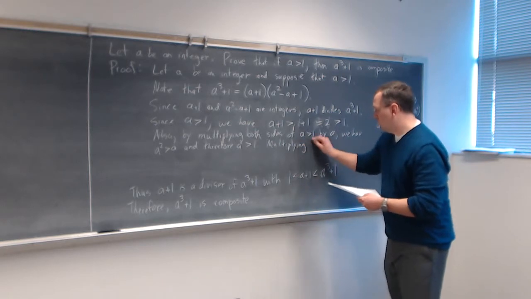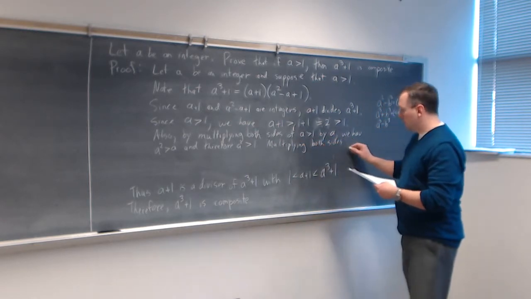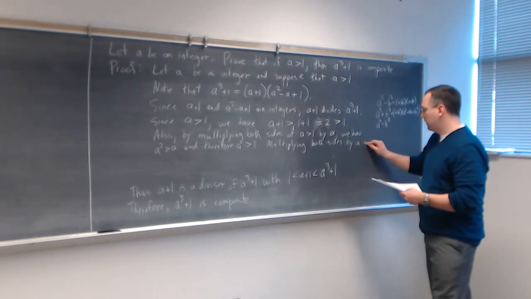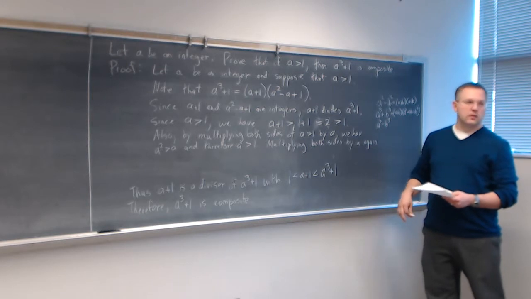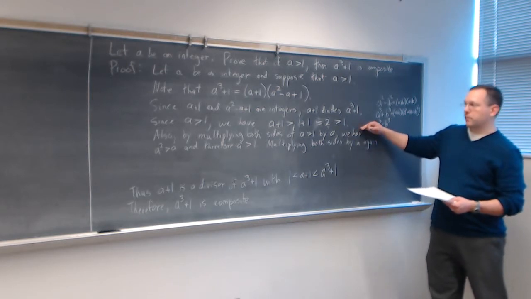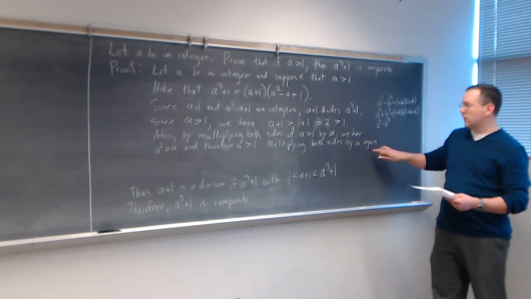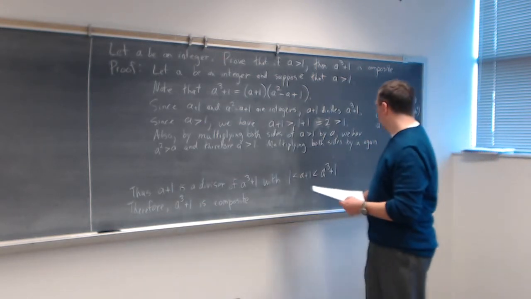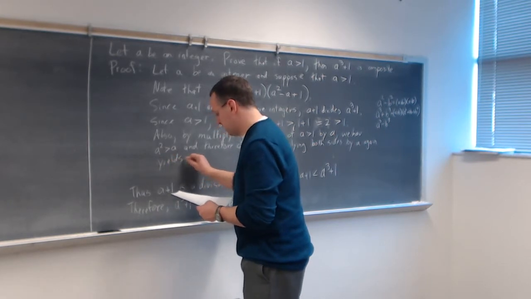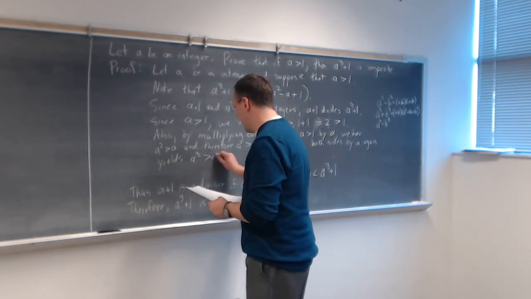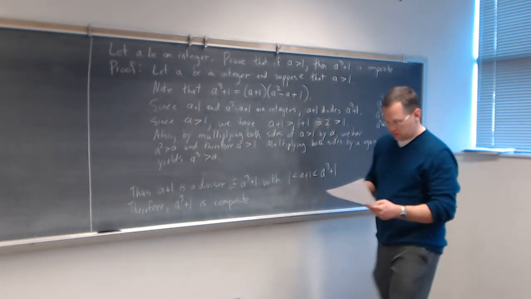Multiplying both sides by a again, you probably got those two lines in the right order, right? By multiplying both sides by a, and then by multiplying both sides by a again, you got this one right. So multiplying both sides by a again yields a cubed greater than a. So only one left.